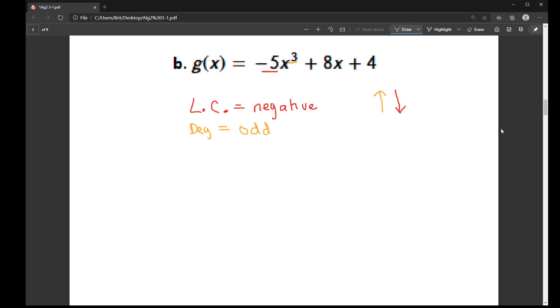So if I want to describe the end behavior, I would say as x is approaching infinity, f of x is approaching. So as we go to the right, that's where infinity is, f of x is going down. So it's approaching negative infinity. And then as x is approaching negative infinity, so as x is going to the left, our y value, f of x, is going up, so it's going to go towards infinity.